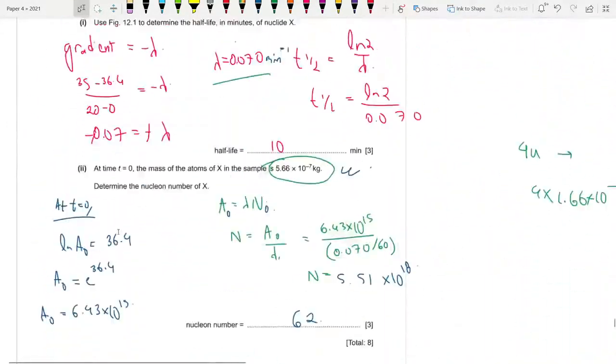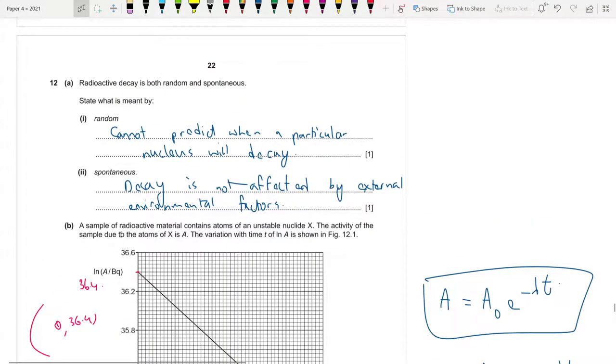This is also a bit difficult, right? So what is meant by radioactive decay is both random and spontaneous? What is random? We cannot predict when a particular nucleus will decay, or we cannot predict which nucleus will decay next. What about spontaneous? It means that decay is not affected by external environmental factors.